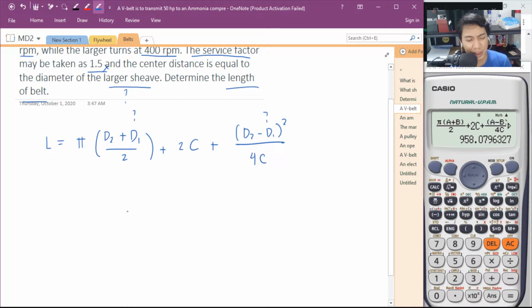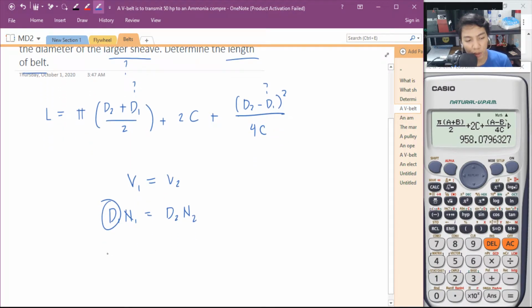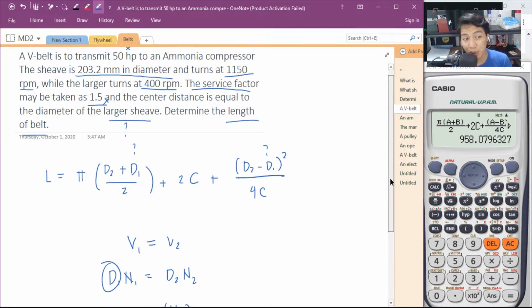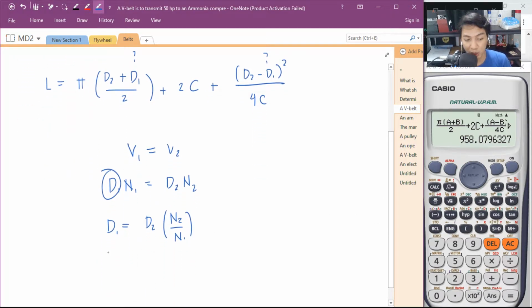But, pwede nating sabihin that V1 is equal to V2. And yung equation na yan kasi, D1 N1 is equal to D2 N2. Hahanapin natin si D1. Okay? D1 is equal to D2 multiplied to N2 over N1. Dalawa naman ang speed na given dyan. Given din naman yung diameter ng sheave na number 2. So, we can solve for D1.